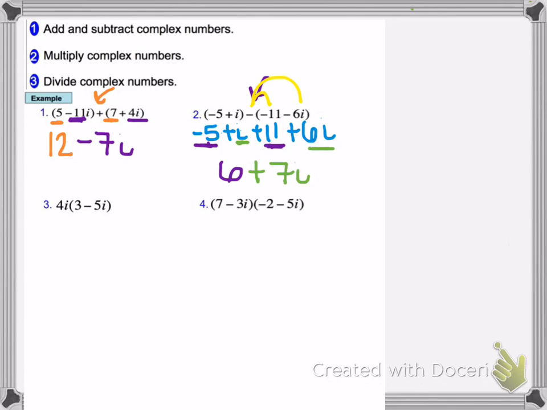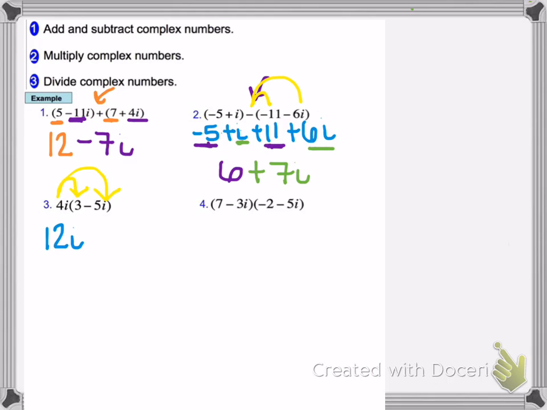Again, using that whole idea of distributing, I'm going to distribute that 4i out in front to the remaining terms inside of the parentheses. In doing so, you're just going to multiply it through as if it were any other number, like a 3x or something like that. So 4i times 3 is 12i.